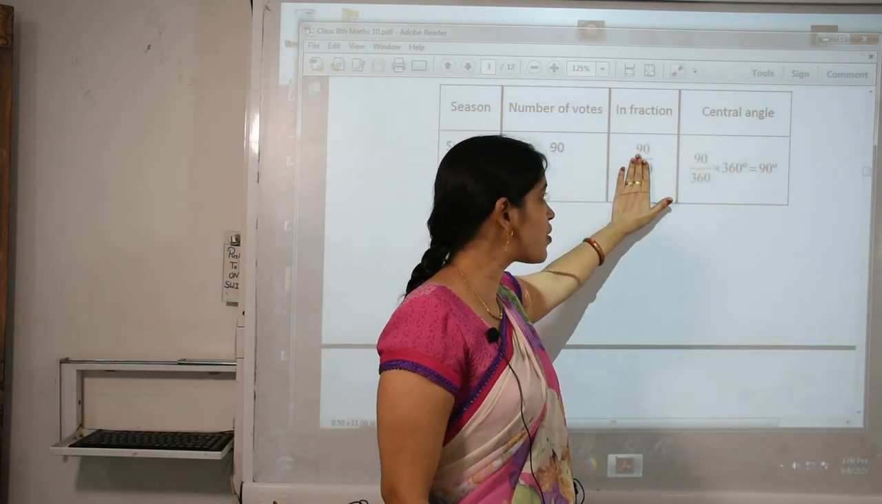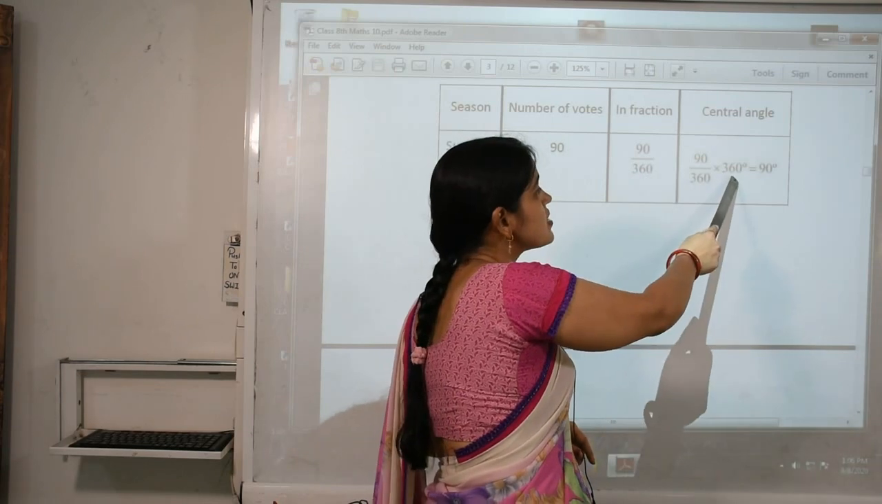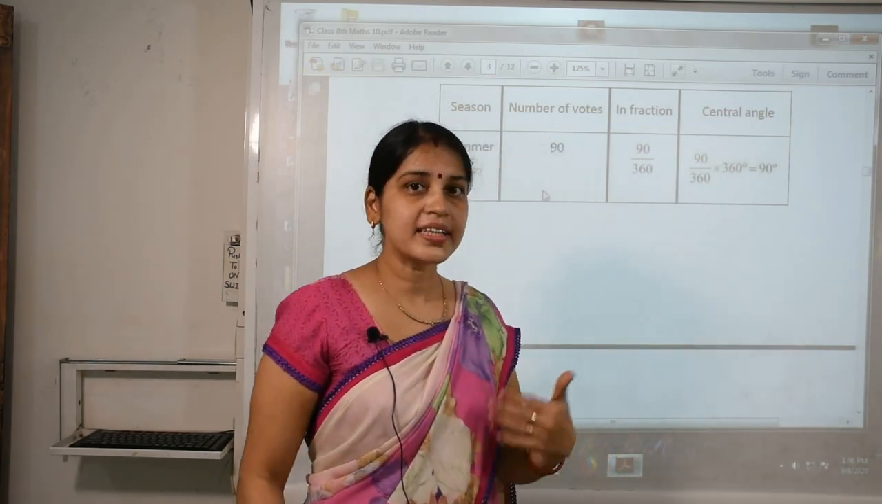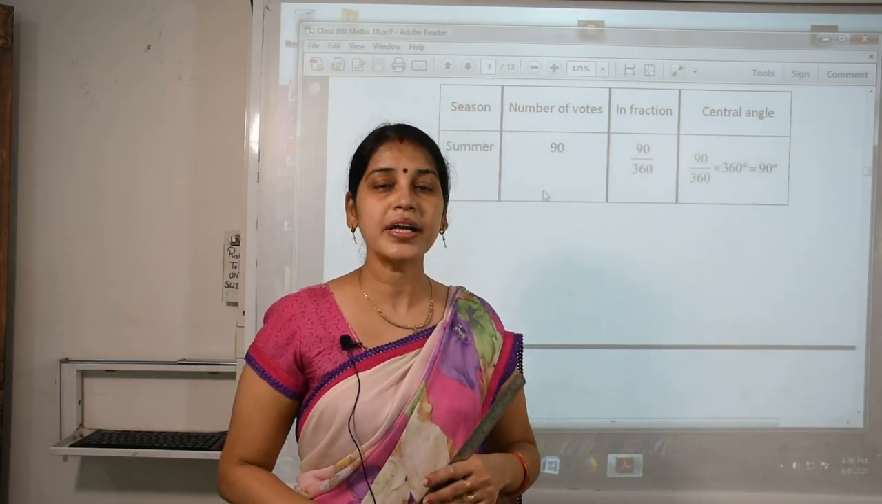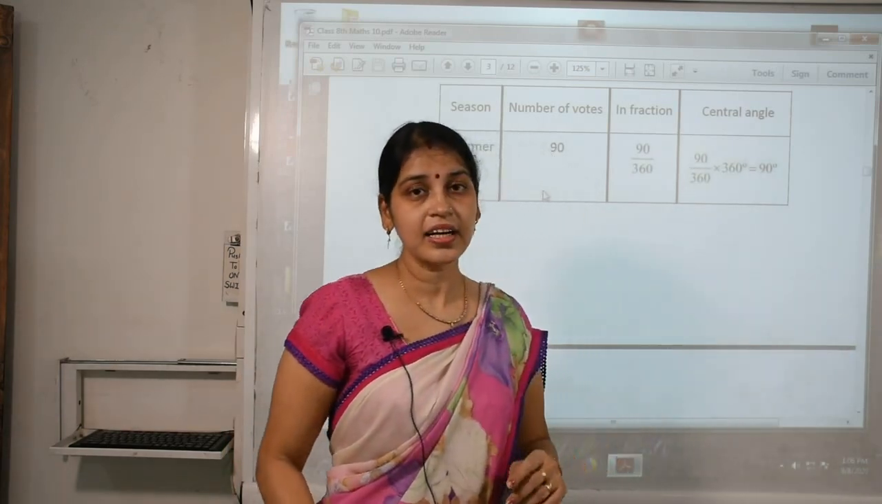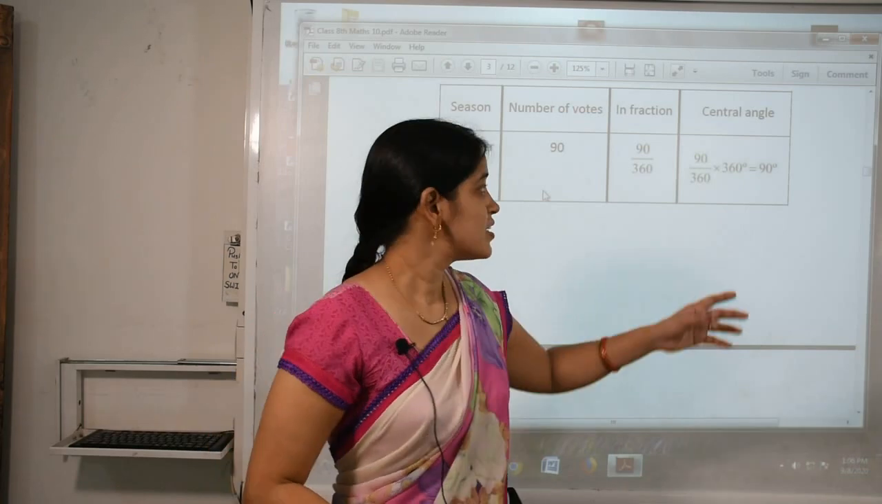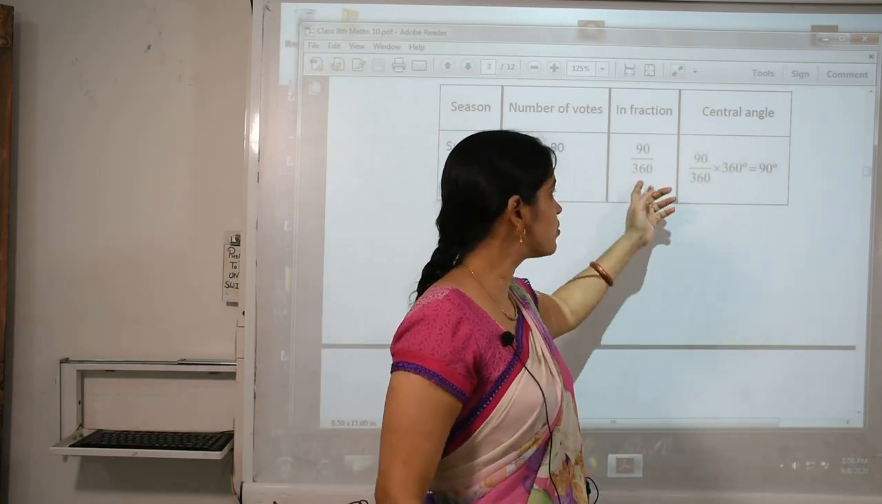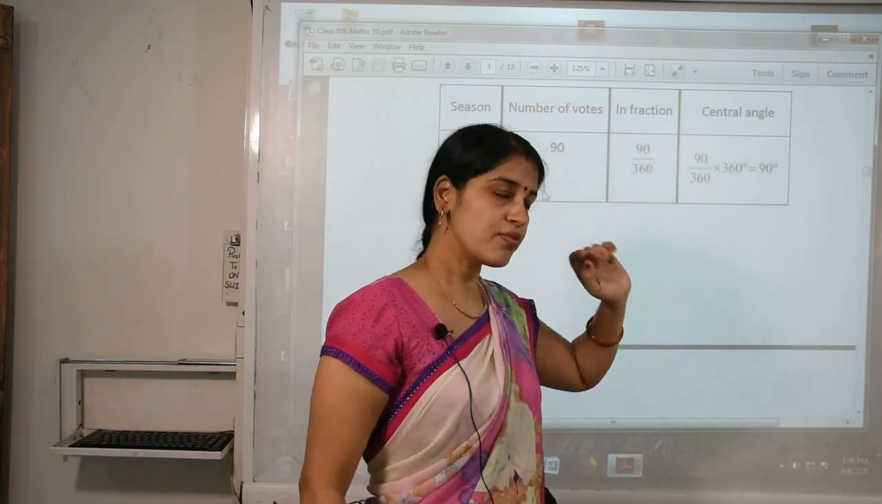Here I am not converting it into simplest form. Why? Because we have to multiply it by 360. And this 360 and this 360 get directly cut. So we get our angle. So no need to convert it into simplest form.